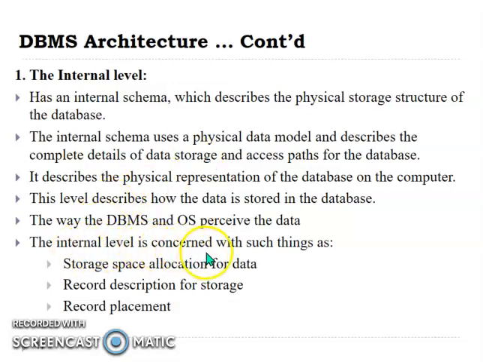The internal level is concerned with such things as storage space allocation. Whenever you store data, it allocates space, so space allocation is a functionality of the internal level. The second one is record description of storage. Whenever you store data in a database, they give some description about the data you are going to store, and also record placement. Giving placement for your record is a functionality of the internal level.